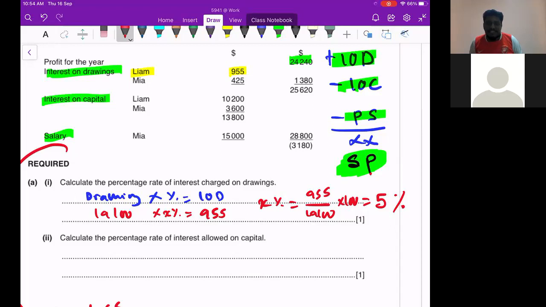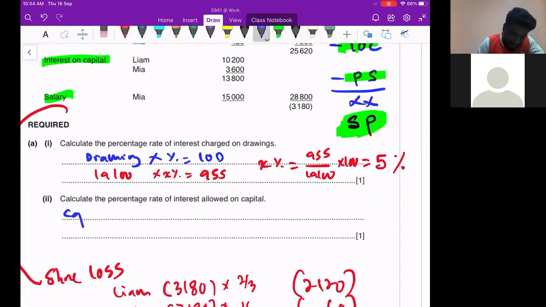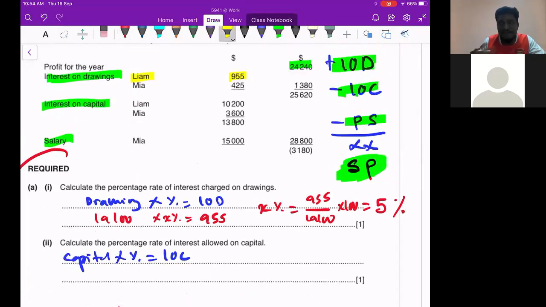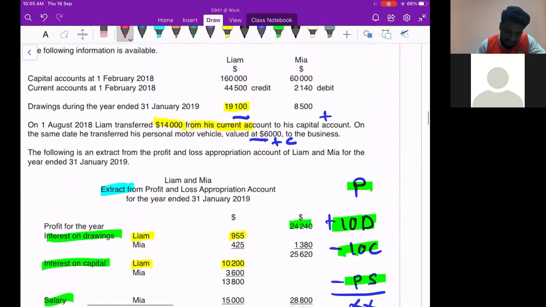Okay, calculate the percentage of the rate of interest allowed on capital. Same thing, same formula also. We take the capital times the percentage, you get interest on capital. You want to take Liam or Mia, up to you. You'll get the same answer, but I take Liam. 10,200. I don't know the percentage. And how much is the capital for Liam?